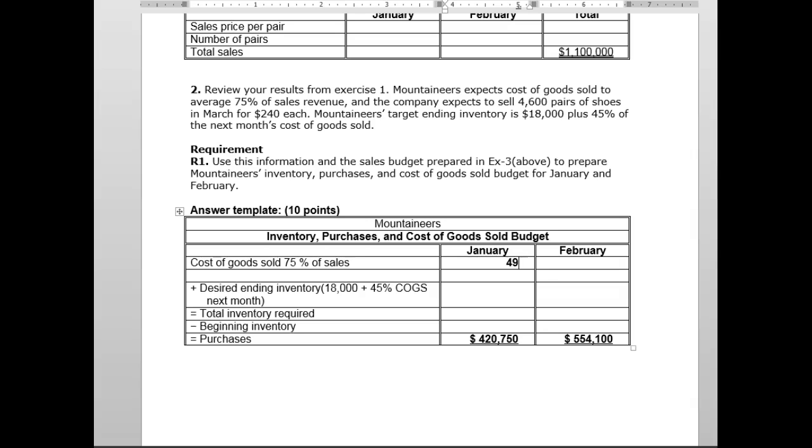So you've got this month, which is $495,000. I'm giving you numbers here. And February, which is 75% of the sales of $440,000, is $330,000. So you're going to take 45% of that and add $18,000 to it to come up with the desired ending inventory, which is going to be $166,500. So that gives you the total inventory required by adding these two, and you will subtract the beginning inventory.